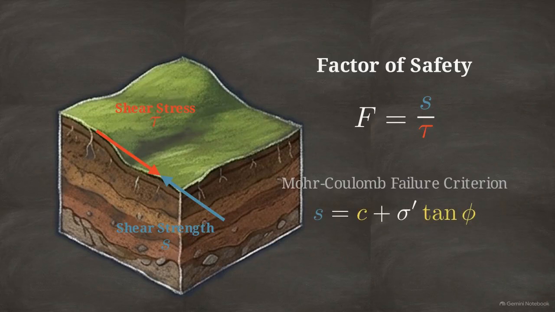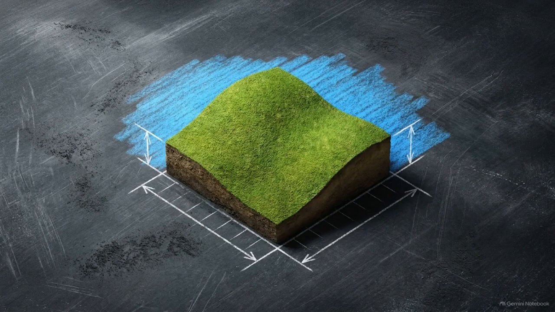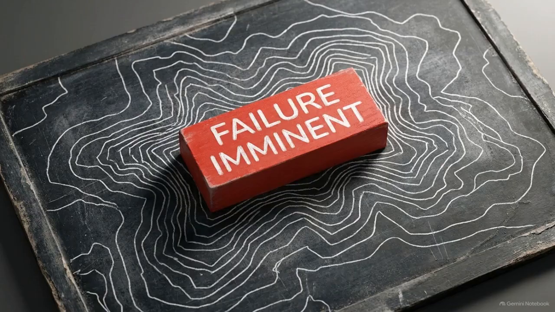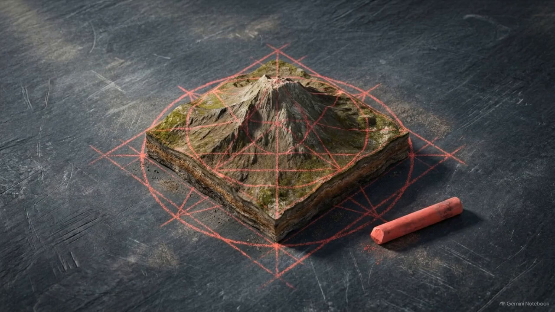The resisting strength on top comes from the Mohr-Coulomb failure criterion, combining natural cohesion with internal friction between soil particles. As long as the strength outmatches the stress, the slope holds. But if that ratio drops to 1.0 or below, the forces reach limiting equilibrium. At that exact point, a slide is mathematically guaranteed. However, calculating that ratio requires knowing exactly which mathematical model to apply.